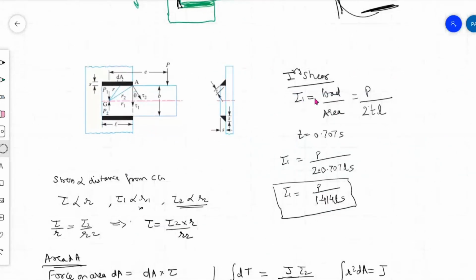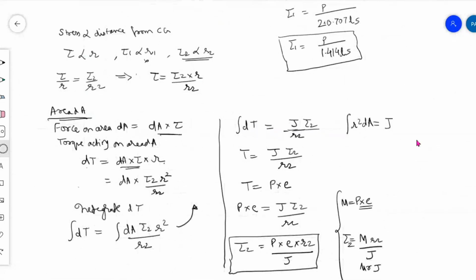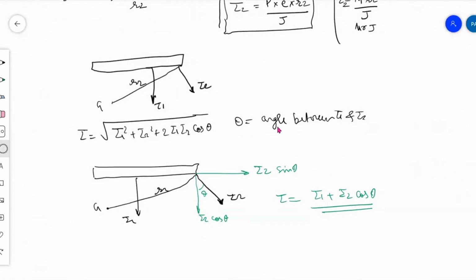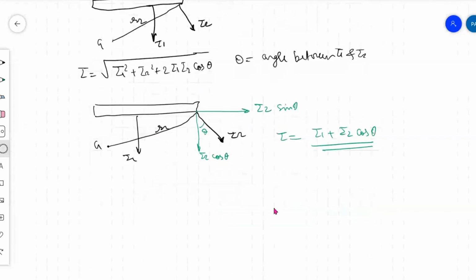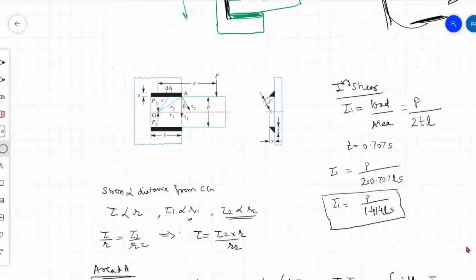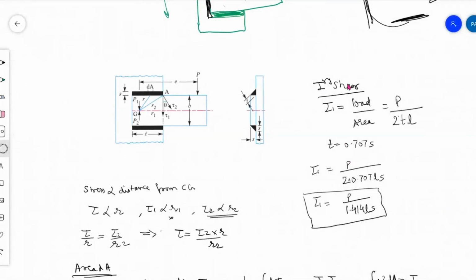Okay, how do we find primary shear stress? So there are only three steps, four steps rather. First step is to find primary shear stress, second step is to find secondary shear stress, third step is to find total shear stress, and fourth step is to find the size of the weld. Now we'll go in detail in every step.